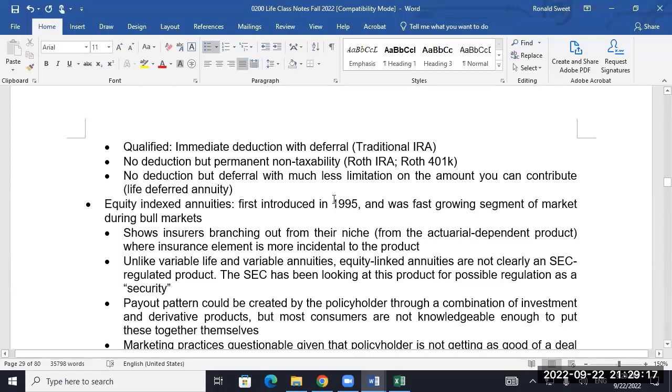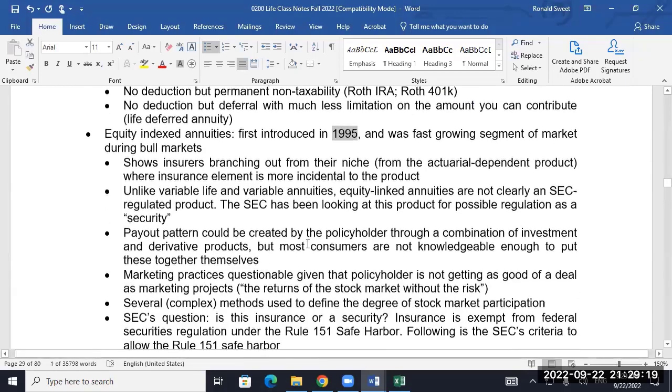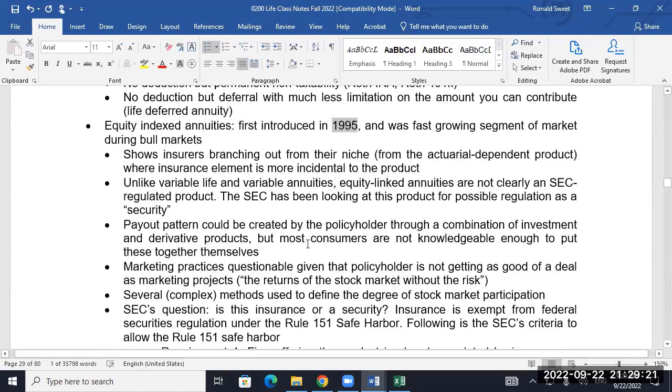It was introduced as part of the stock market shooting up and doing really, really well. The insurance industry wasn't the first to try this. The banking industry tried this and it was a flop. But for some reason, it worked in insurance and didn't work in banking, but banking did try this.